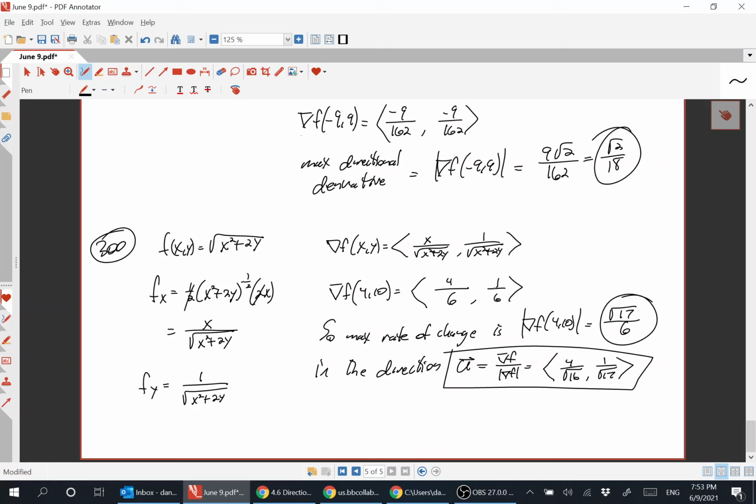And then the least rate of change is, well, sorry, not the least in terms of the number line, furthest to the left along the number line, is negative root 17 over 6 in the direction of negative 4, negative 1 over root 17.